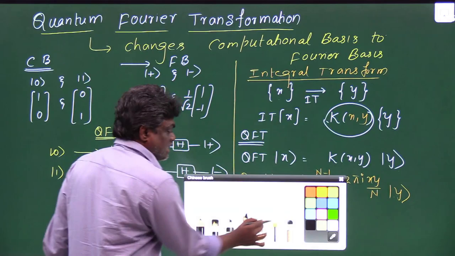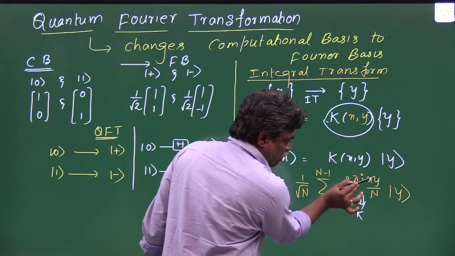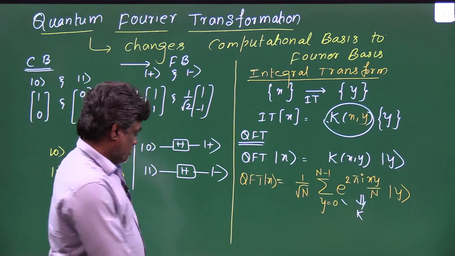So this is the kernel. What I am saying is this is the kernel, which is a function of input as well as output. Okay. So e to the power of 2 pi i xy by n is the kernel.